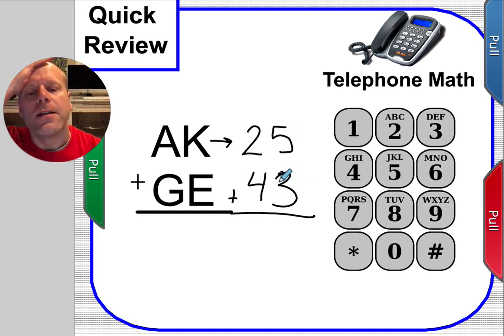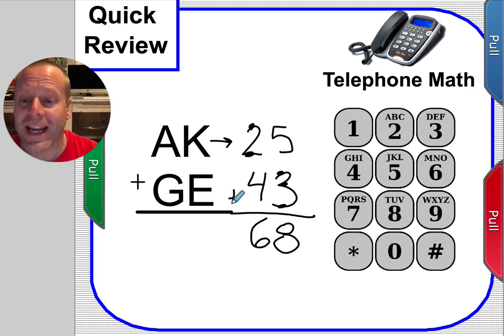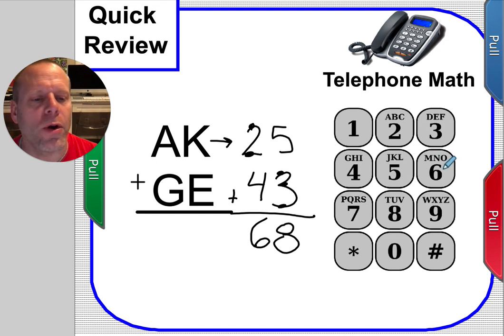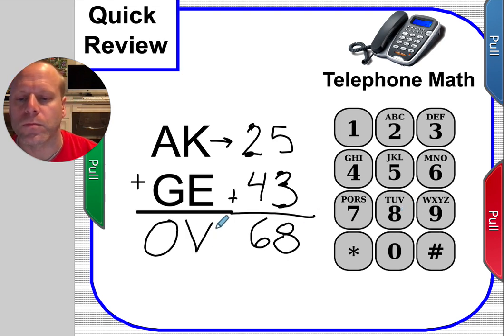5, 6, 7, 8, 4. So the answer to this is 68, but I don't want to tell them in 68. I want to tell them in code. So a 6 is something like an M, N, or an O. So I'm going to say an O. And 8 is a V. Oh, the answer is OV. OV, according to my code. Right? It's kind of fun.